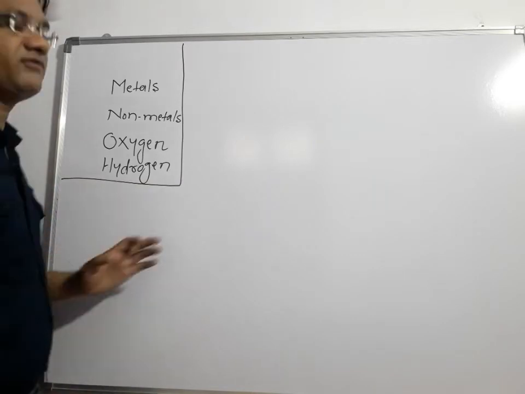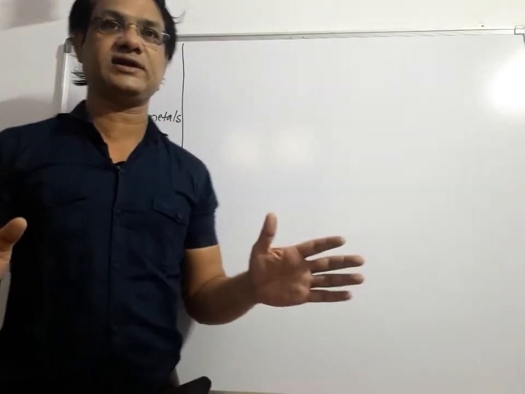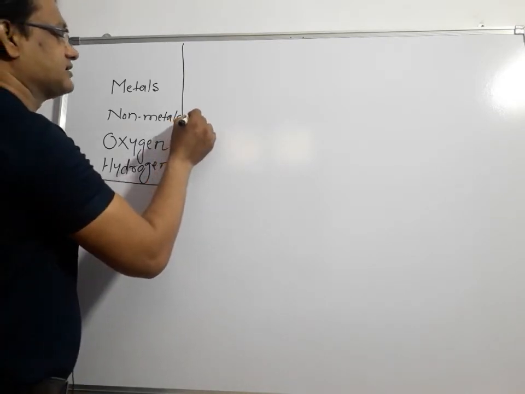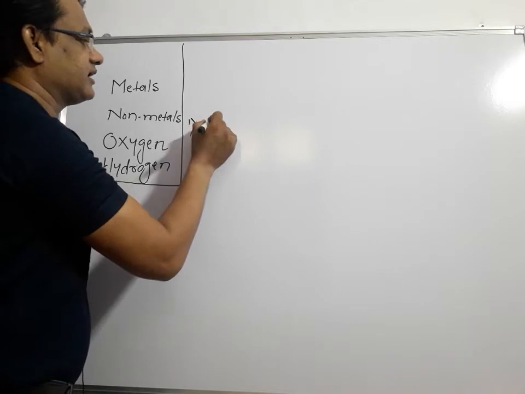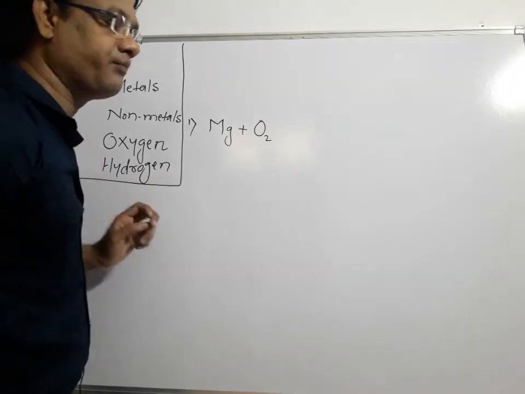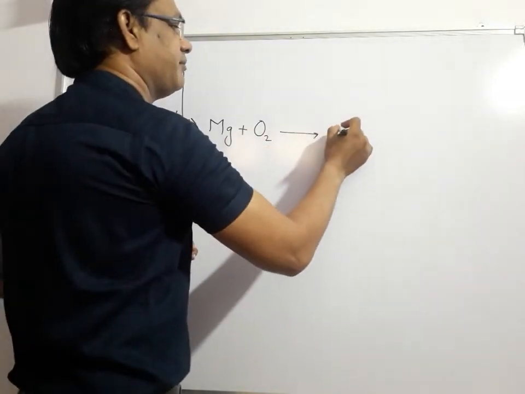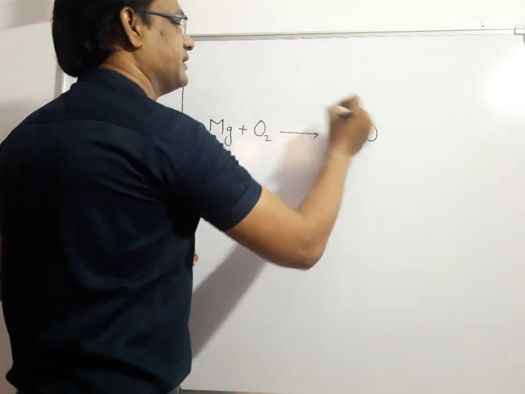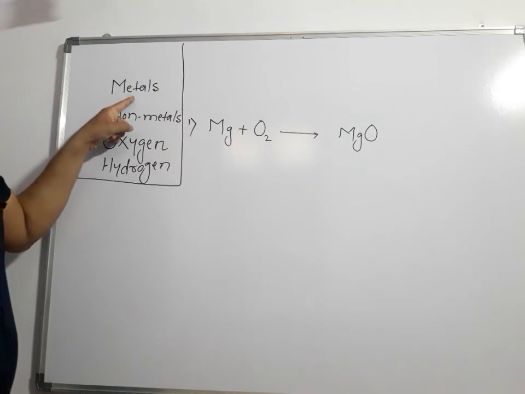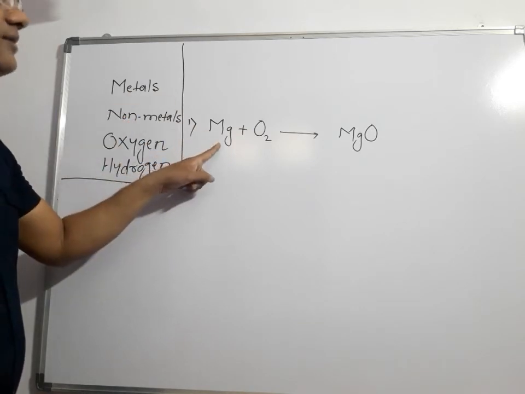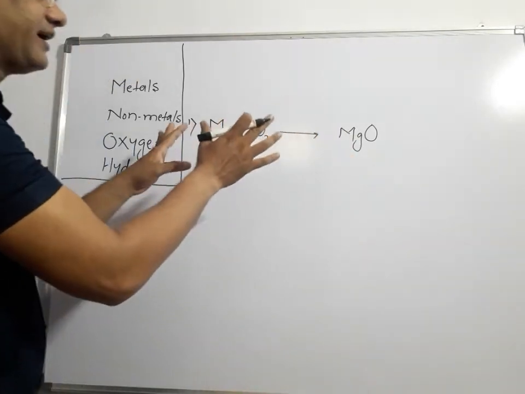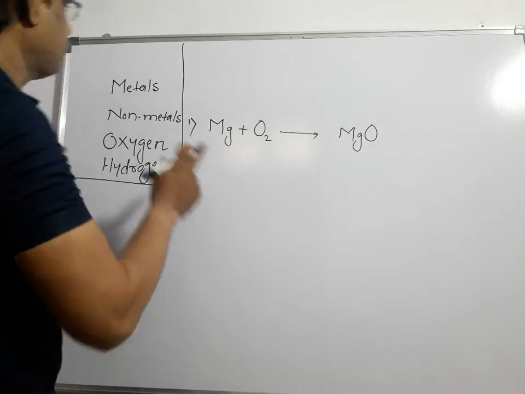We will see some inorganic reactions, and afterwards we will see the organic reactions. First I will take a simple example, the reaction between magnesium and oxygen, that is O2. When these combine, they form magnesium oxide. Now we have to balance this equation. What will we do? We will first balance the metal. How many magnesium are present here? Only one. So now the magnesium is balanced. We will leave it.